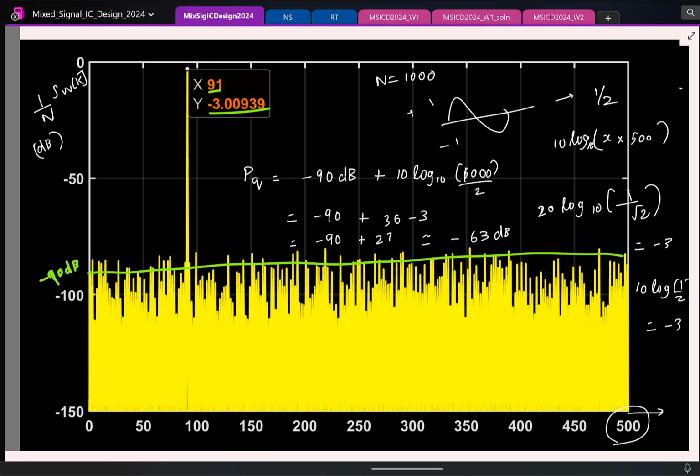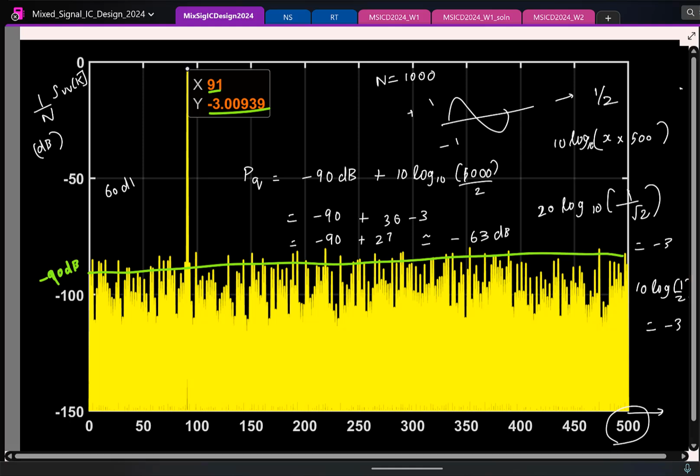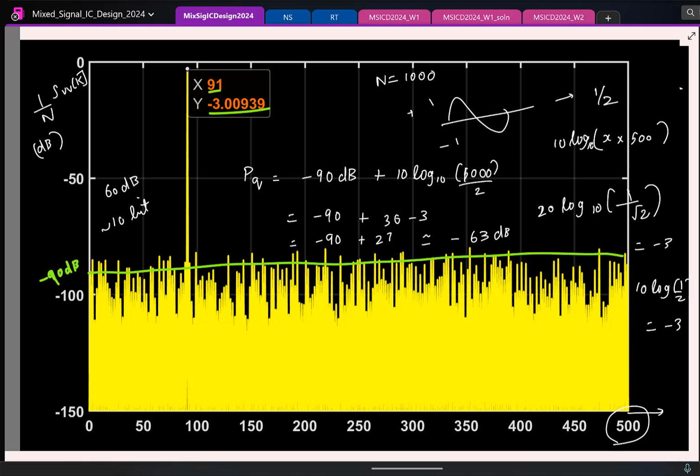The whole point of engineering is to just look at things and make some quick approximate calculations. So from this we can say it's about 60 dB and that's about 10 bit now. Okay. Fine. So of course now I have given this.